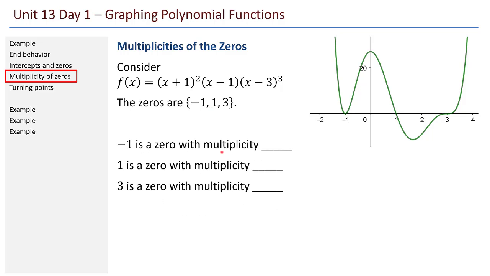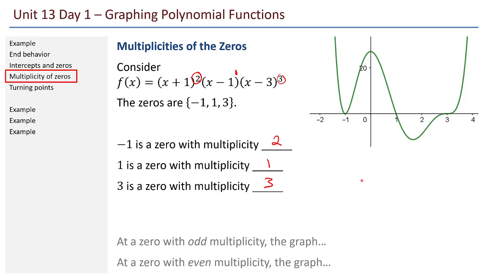Now, -1 is a 0 with multiplicity 2. I get this from looking at the power on that factor. 1 is a 0 with multiplicity, well, there's really like a 1 up there, so that's a 1. And then 3, that's a 0 with multiplicity 3. So how does the multiplicity affect how the graph behaves around the x-axis?